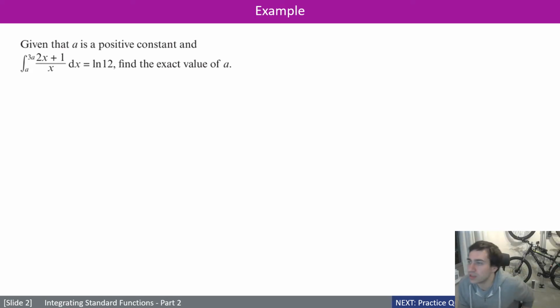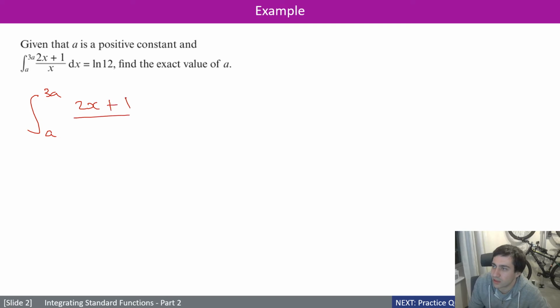So we've integrated this function between these two limits, a and 3a. What is the value of a, given that the area underneath the graph is ln of 12? So let's have a go at this. I'm going to integrate from a to 3a, 2x plus 1 over x, with respect to x.